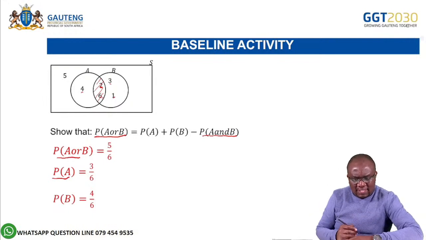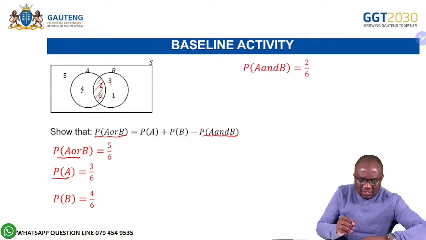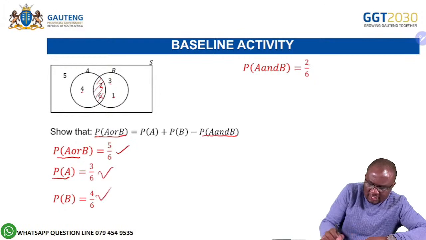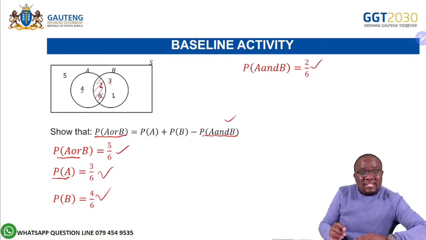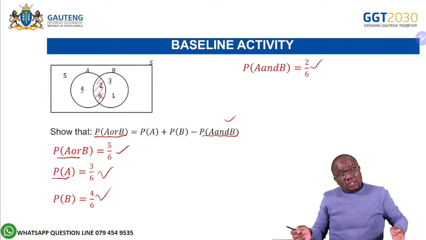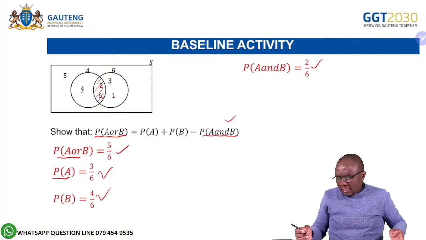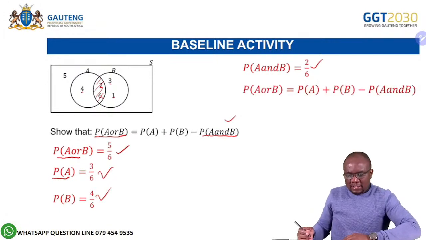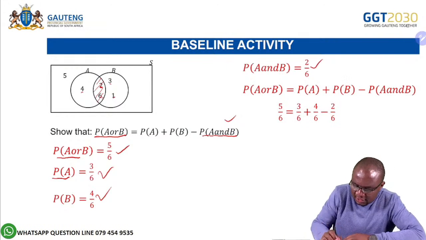2 out of 6. You see that? 2 out of 6. Now we're going to substitute this, and this into this. We want to see if the left-hand side is going to be equal to the right-hand side, isn't it? Right, let's just do that. Right, and then we have substituted here.